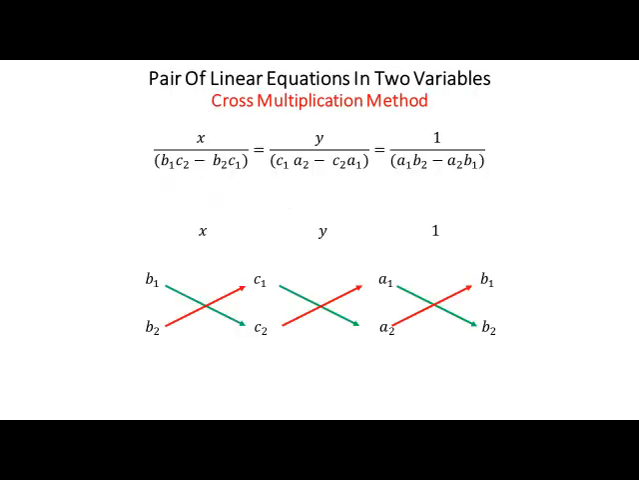So at the last, this is the cross multiplication method. You have to remember the rule, that is BC, CA, AB and 1 2, 2 1 with a minus sign in between.